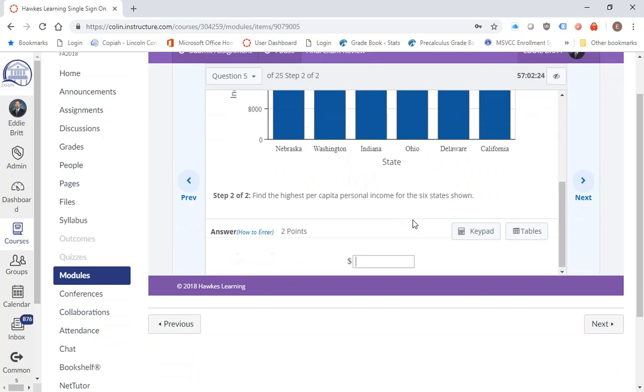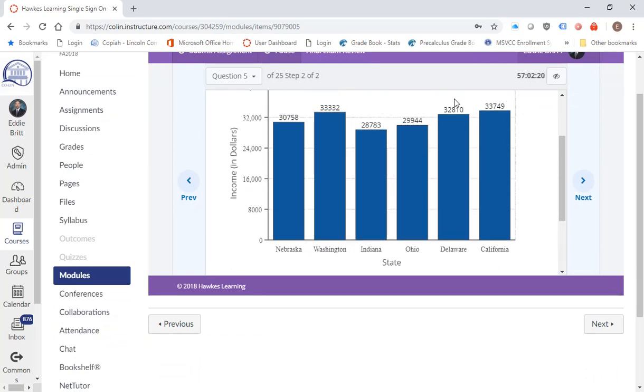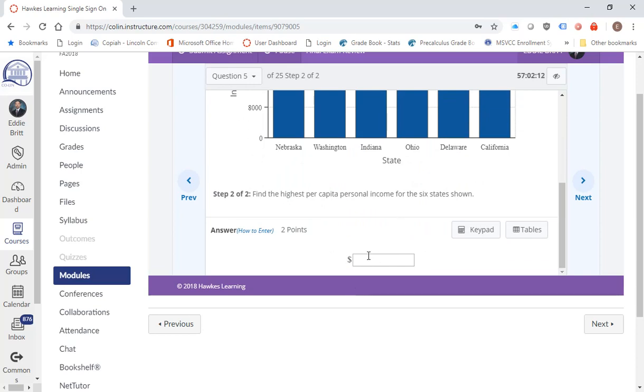Then step 2 is to find the highest per capita. That's going to be the one that's the largest. So make sure you don't choose Washington. It's going to be California, 33,749. Again, it wants you to put in that dollar amount. So you put in 33,749.